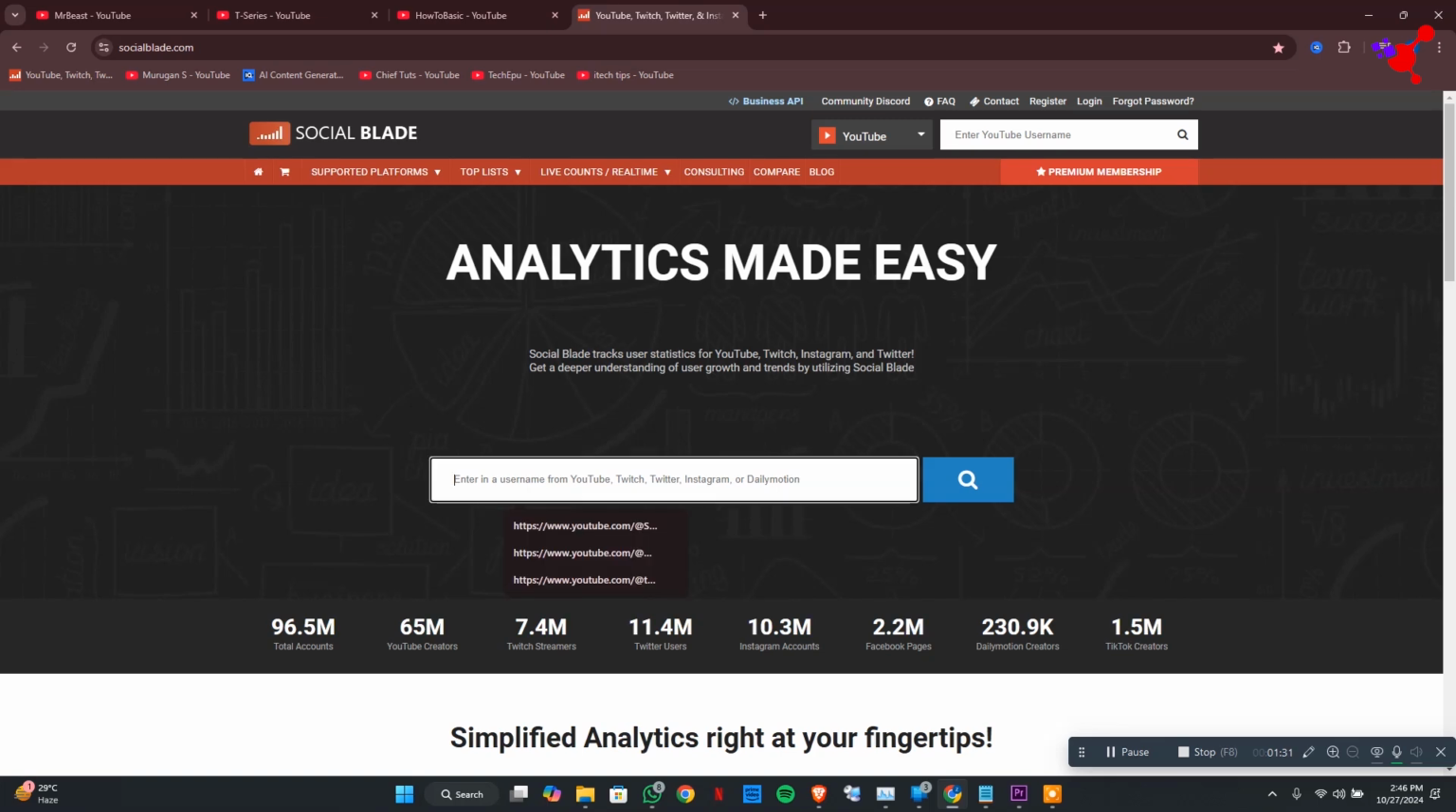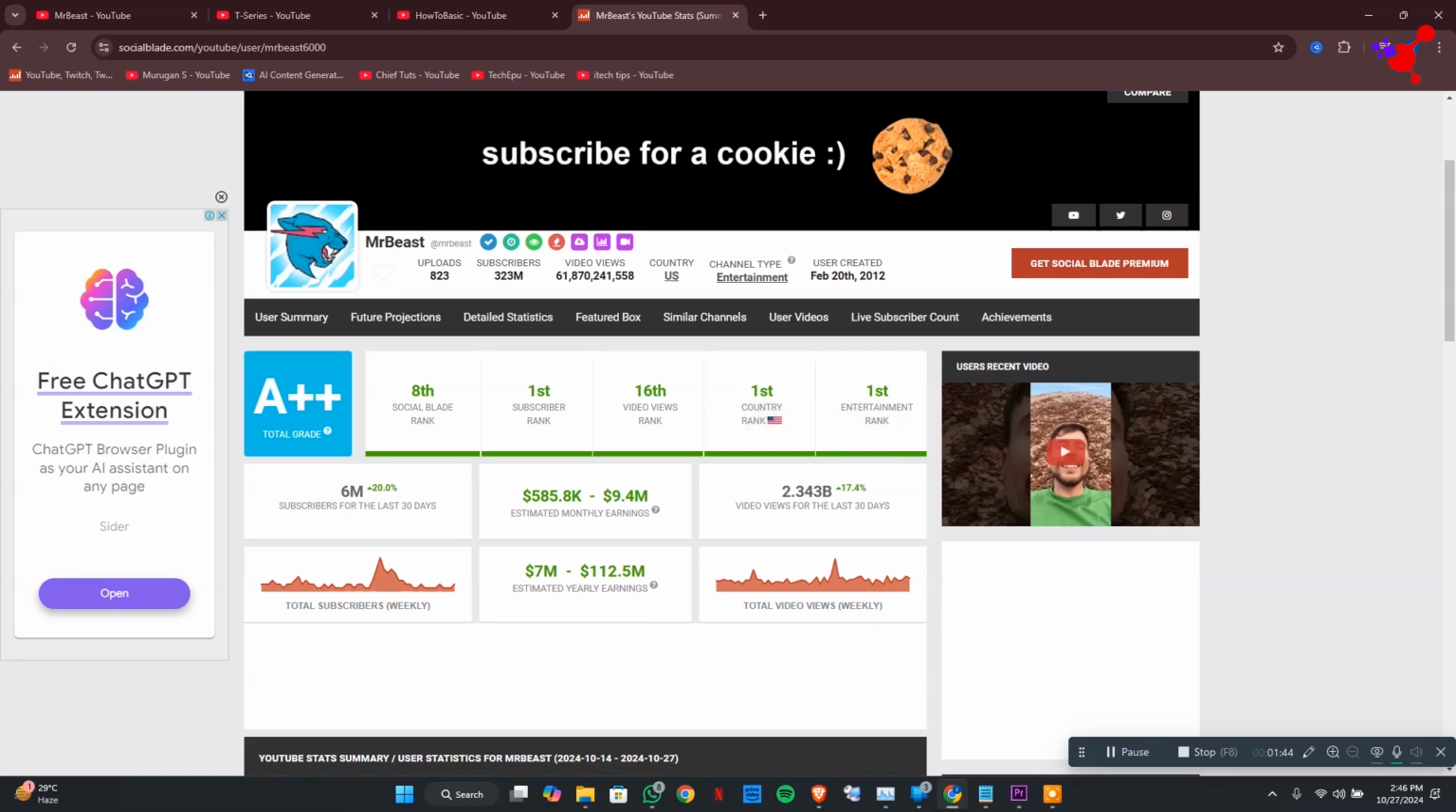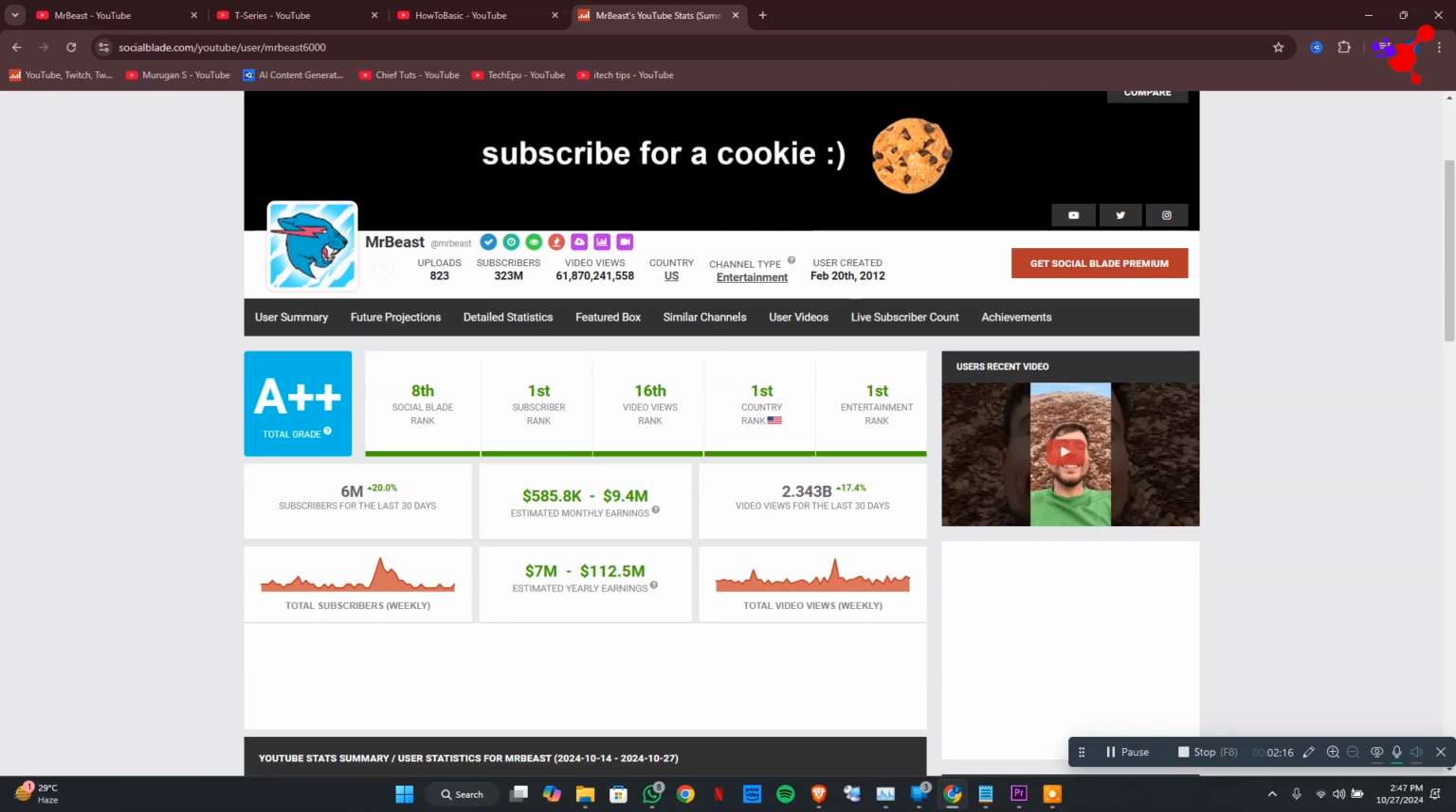You just have to paste the link of the channel and you can see the estimated revenue of Mr. Beast channel is $585,000 to $9.4 million. That's the estimated earning. So we can take a roundabout figure from that earning just for the estimation. For example, Mr. Beast channel's earning is around $5 million per month.